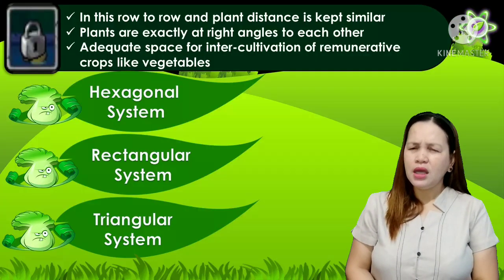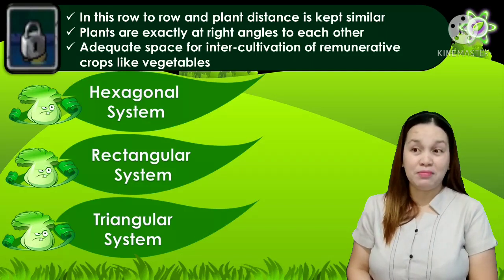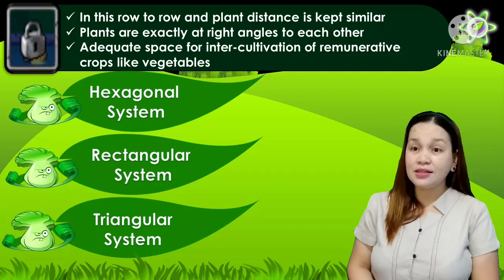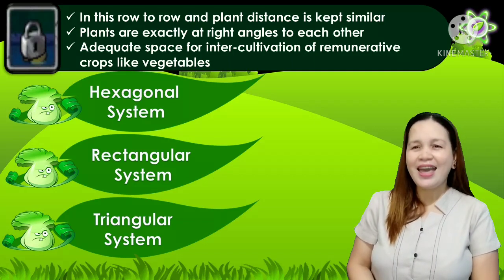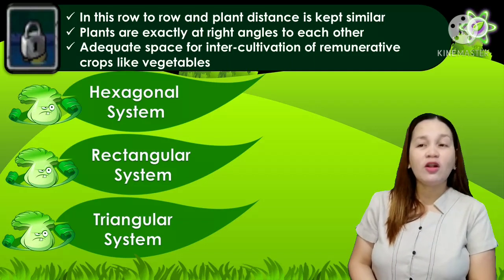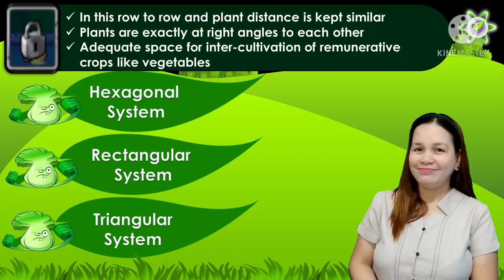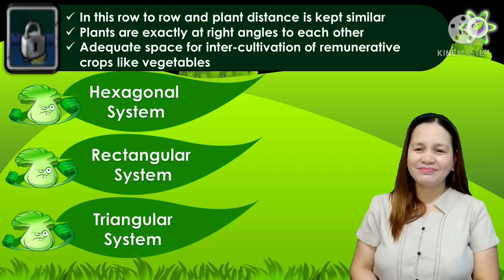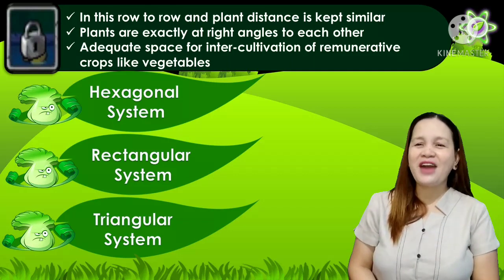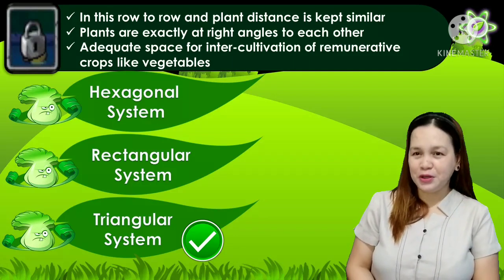Number 1. In this, row to row and plant distance is kept similar. Plants are exactly at right angles to each other. Adequate space for intercultivation of remunerative crops like vegetables. What is the answer? Correct. Triangular system.